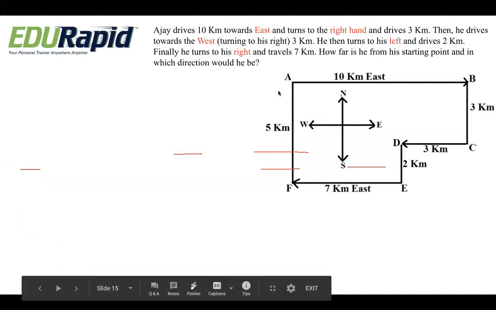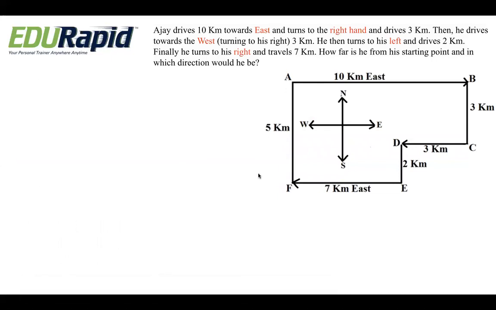Okay. So let's start answering this. According to the problem, let's say the starting point is A. The problem says Ajay drives 10 kilometers towards east. So east is this direction. Let's write down the directions first. This is east.